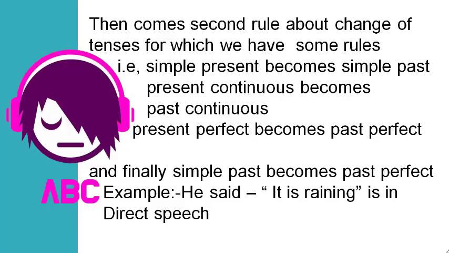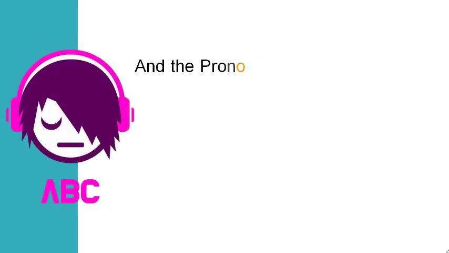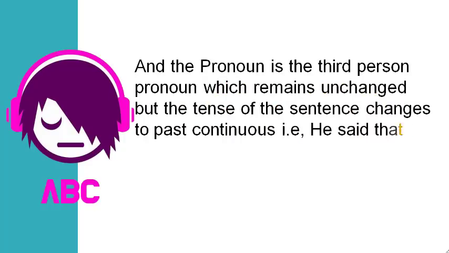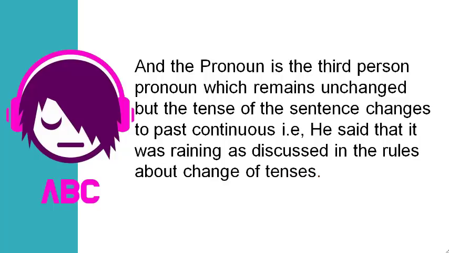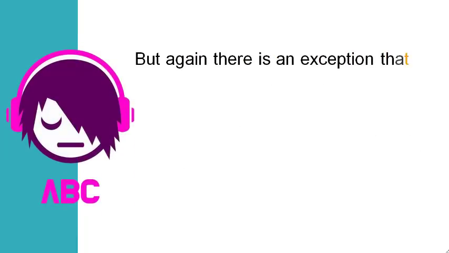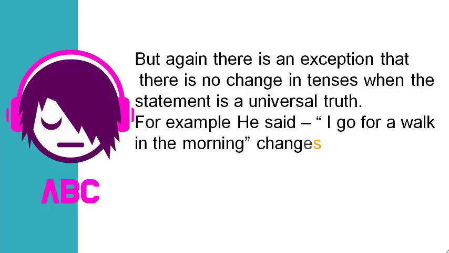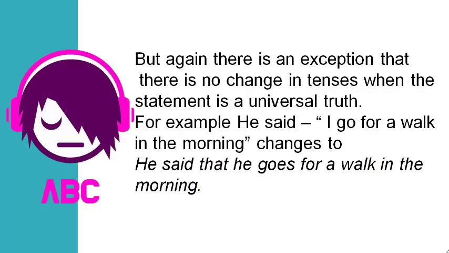Example, he said it is raining is in direct speech. And the pronoun is a third-person pronoun, which remains unchanged, but the tense of the sentence changes to past continuous, i.e., he said that it was raining, as discussed in the rules about change of tenses. But again, there is an exception that there is no change in tenses when the statement is a universal truth. For example, he said, "I go for a walk in the morning," changes to he said that he goes for a walk in the morning.